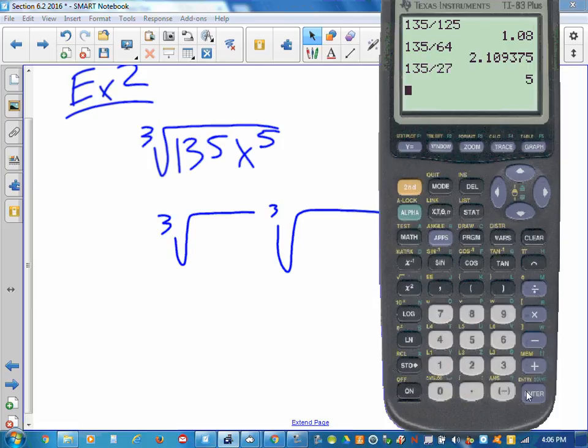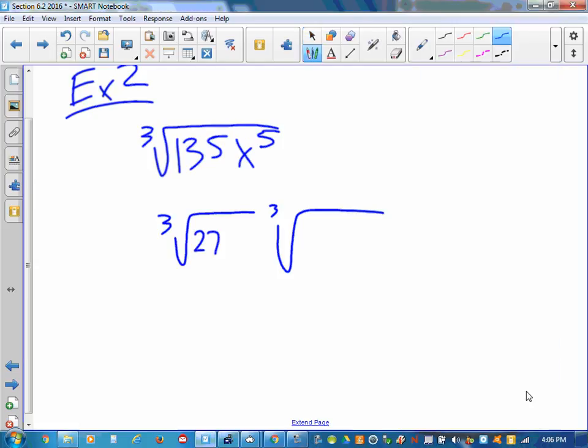Yay, 5 times. So we're going to split this up into 27 times 5. So I put the good perfect cubes in the front slot and I put the junk in the back, just like we did when we simplified the radicals with the quadratic formula.